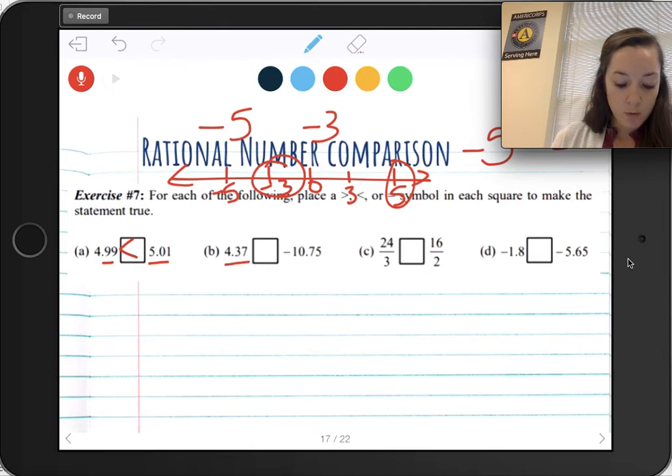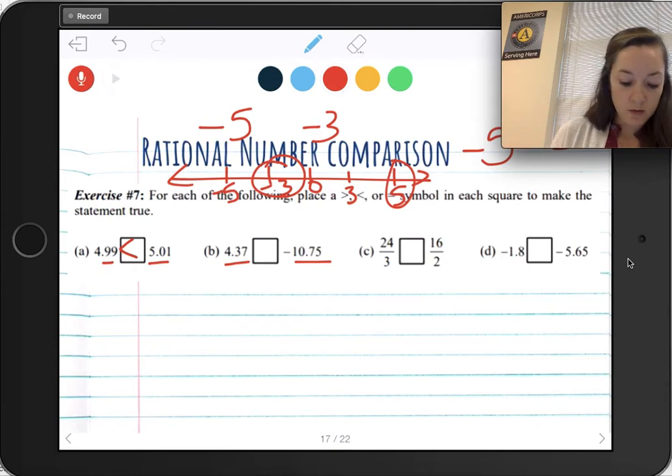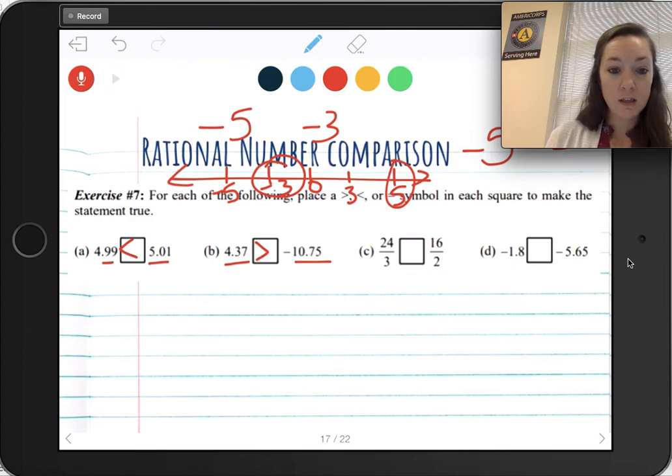All right, so B, 4.37, negative 10.75. Now, which number is bigger? 10.75 is the bigger magnitude, right? There's more of that, but it's more negative. So 4.37 is actually the larger number.